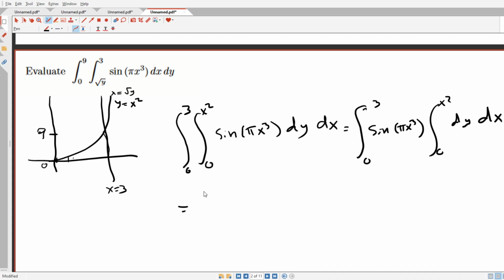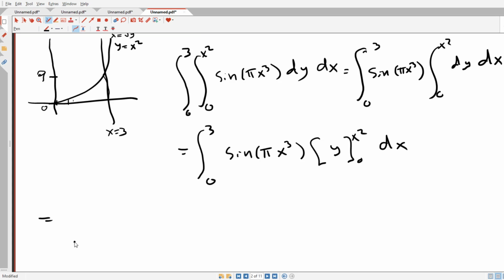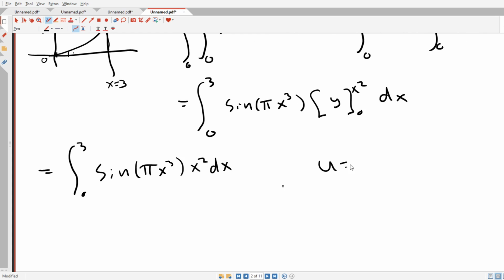Okay, so I do that inner integral and I get the integral from 0 to 3 of sine of pi x cubed times y from 0 to x squared dx, which is the integral from 0 to 3 of sine of pi x cubed times x squared. So now I do a u sub. u equals pi x cubed, du equals 3 pi x squared dx.